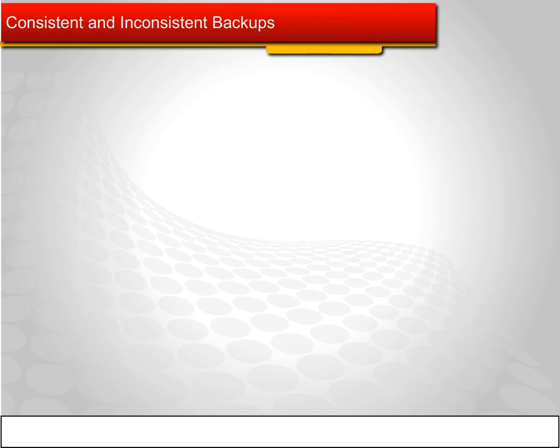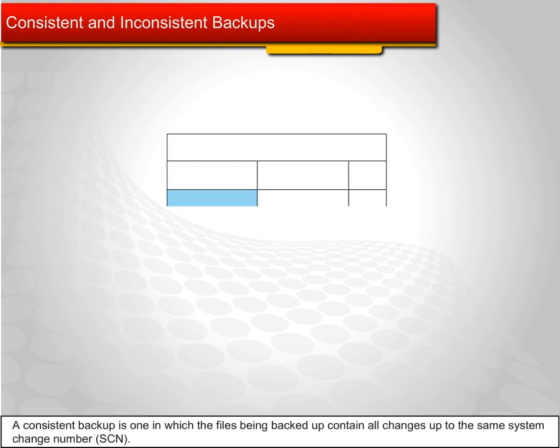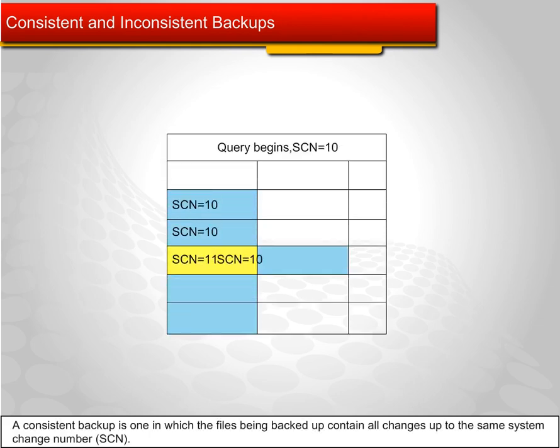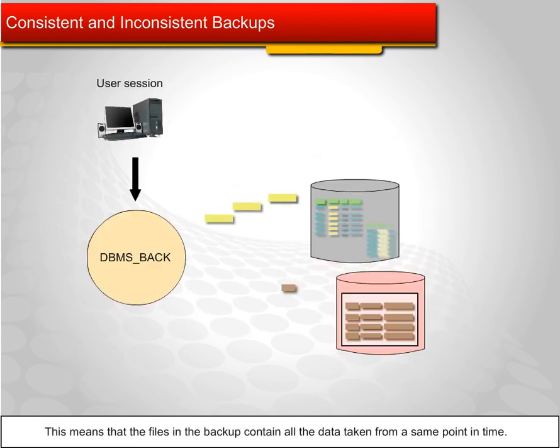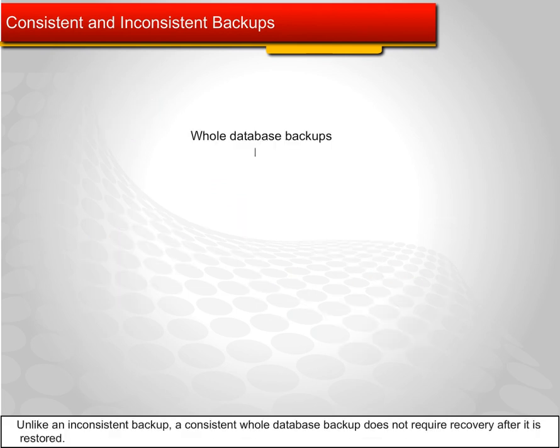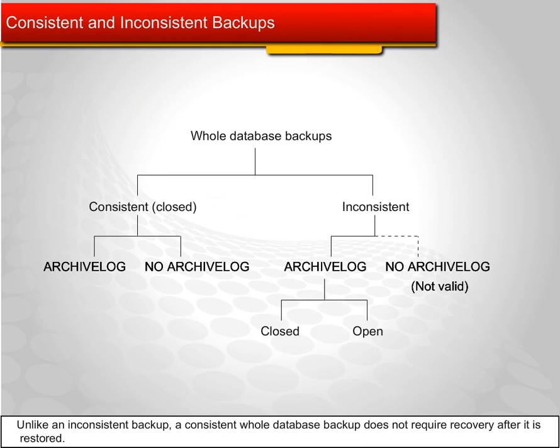Consistent and inconsistent backups. A consistent backup is one in which the files being backed up contain all changes up to the same system change number, SCN. This means that the files in the backup contain all the data taken from the same point in time. Unlike an inconsistent backup, a consistent database backup does not require recovery after it is restored.